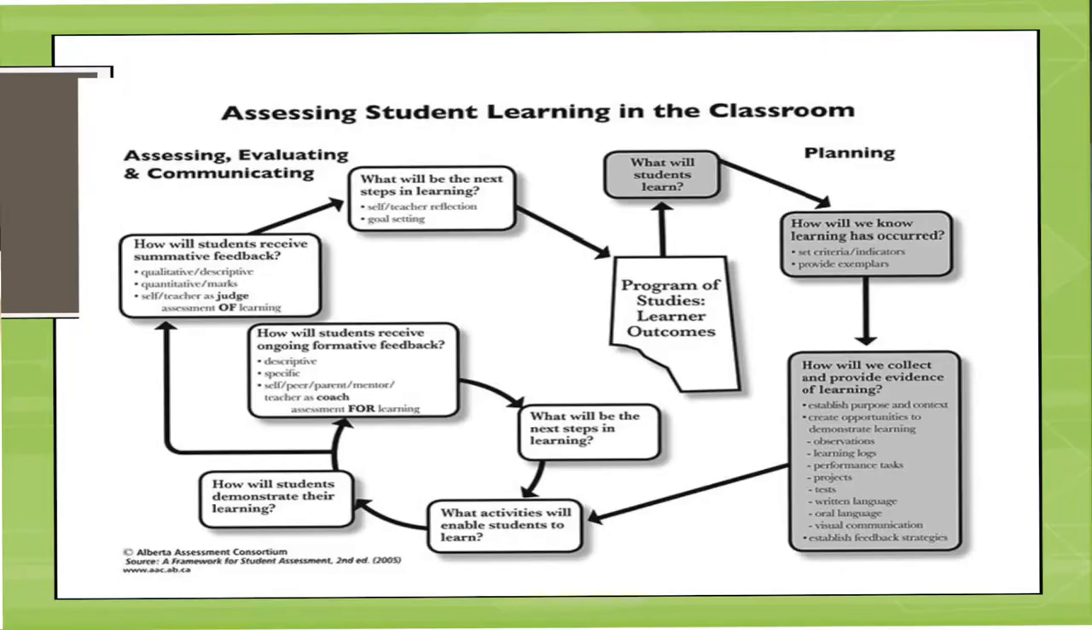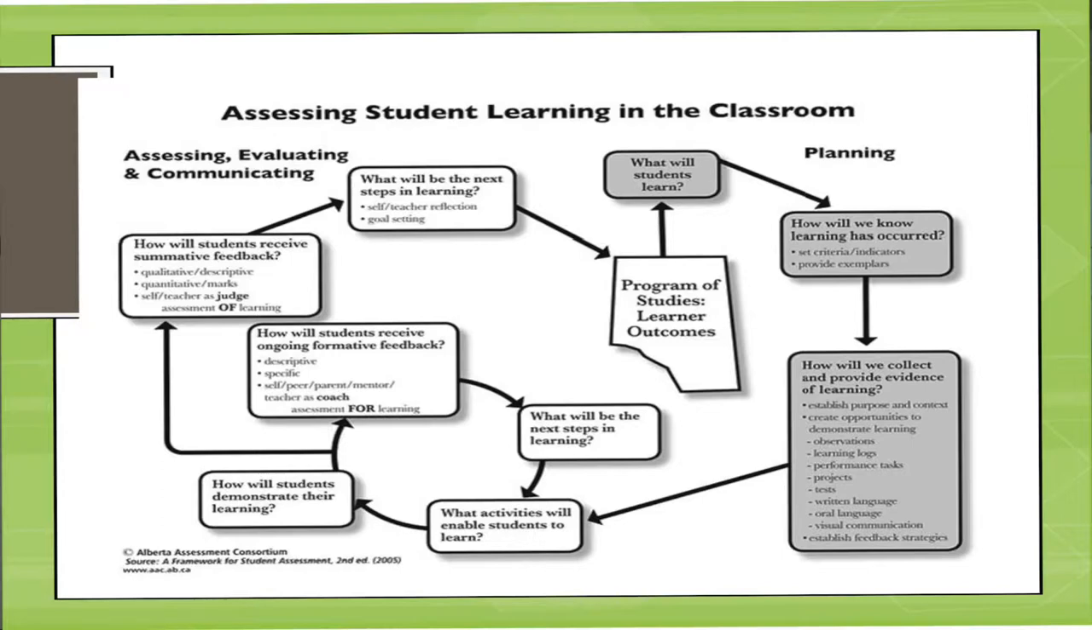From an assessment perspective, there's a number of things that we need to consider. I'm sure you've seen this diagram before, but this Alberta Assessment Consortium, this is really what we do all the time. We're starting with the program of studies. Okay, what are they going to learn? How will we know that learning has happened? That's really where assessment begins. How do I know that what I taught was learned? Or how do I know that what I wanted to be learned actually happened?